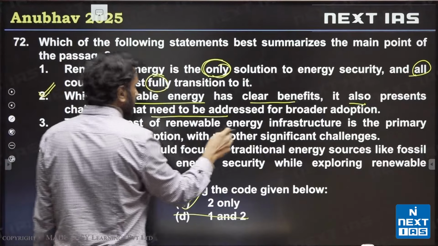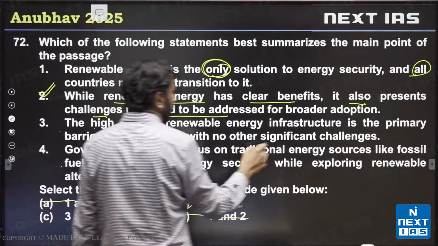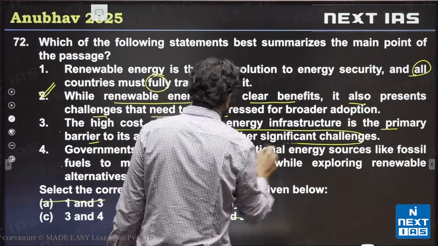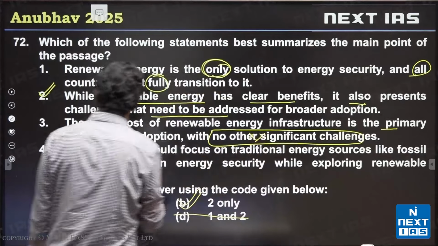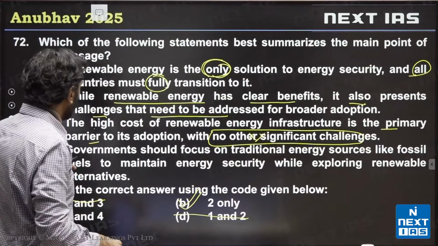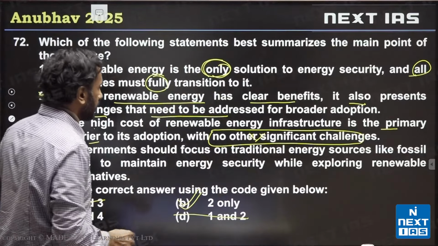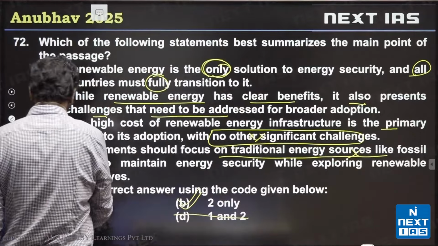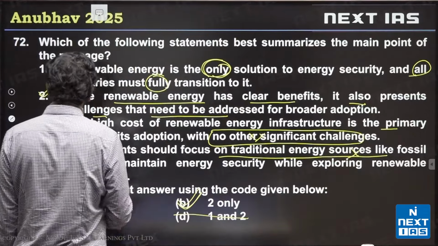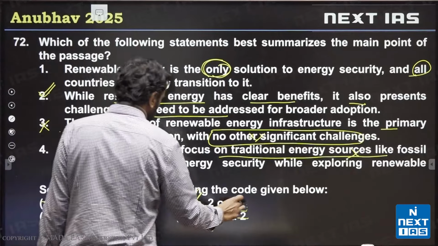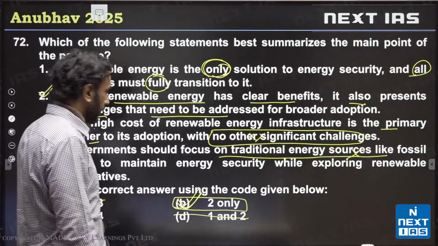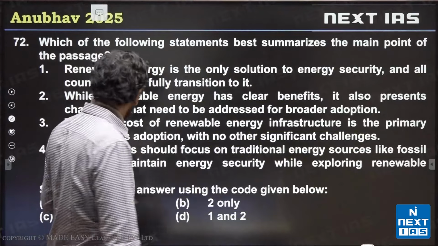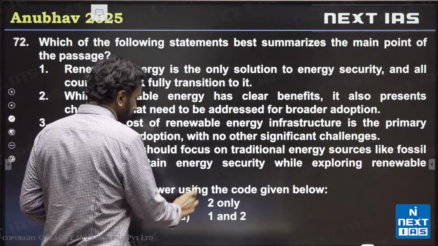3 says the high cost is the primary barrier with no other significant challenges. This is invalid. Multiple challenges are discussed. 4 says governments should focus on traditional energy sources like fossil fuel. 4 is completely unacceptable. So the right answer here is option B, which is 2 only. All right. So that brings our discussion to an end. The right answer for this question is option B.